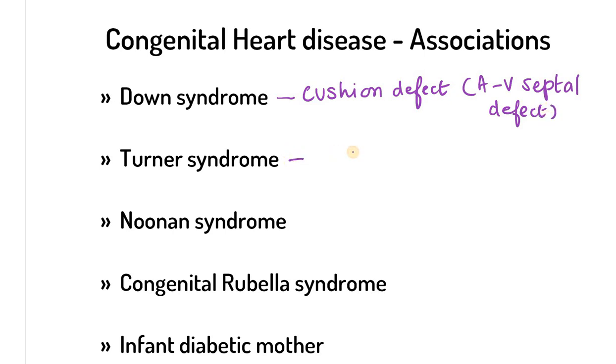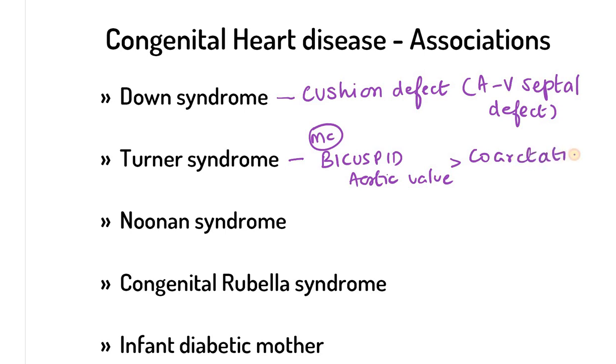What about Turner syndrome? Turner syndrome is associated with, yes, the most common is not coarctation, it is bicuspid aortic valve. Most common is bicuspid aortic valve. The next is coarctation of aorta. If bicuspid aortic valve is not given in the options, then you can choose coarctation of aorta. But if it is given, bicuspid is the most common.